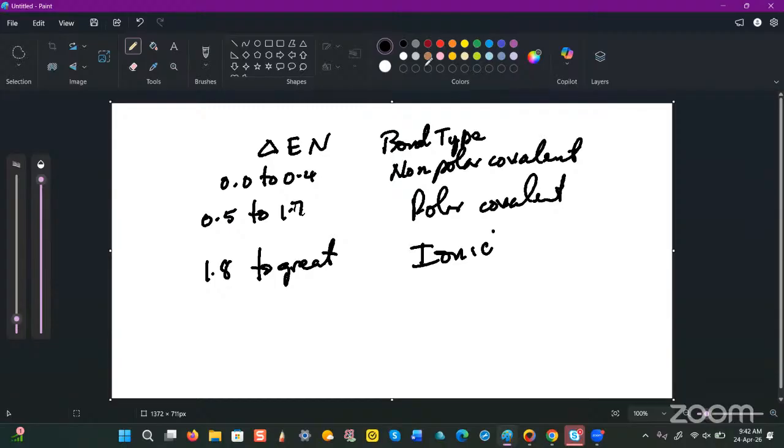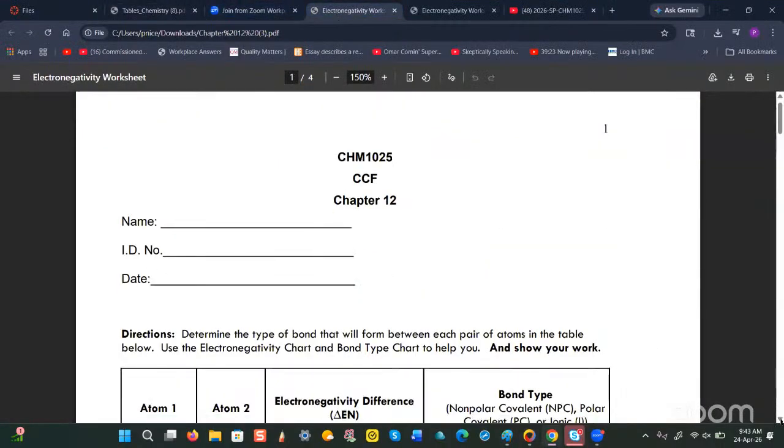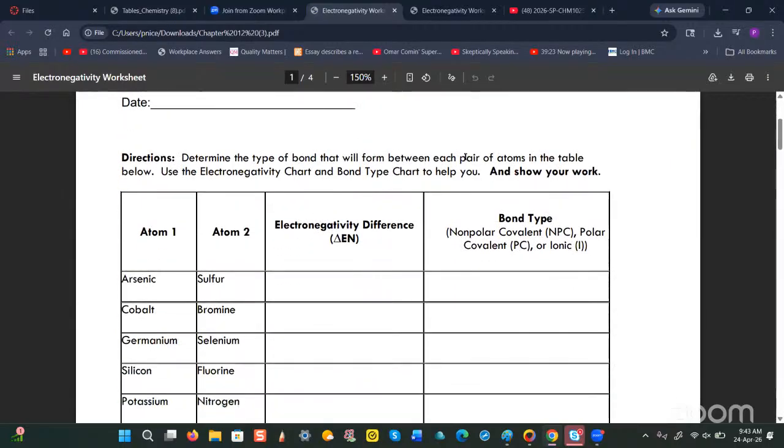As I said before, in different textbooks, you're going to see a wide variety of criteria used to establish the type of bond that connects two atoms. In this case, we're just using what I just showed you here, all right? So that brings us now to the first question in the assignment. Because this question is asking you to determine the type of bond that will form between each pair of atoms in the table. And it says you're going to use the electronegativity chart and the bond type chart to help you. So basically what I just showed you is what you're going to use, right?